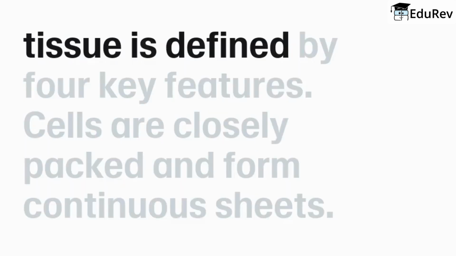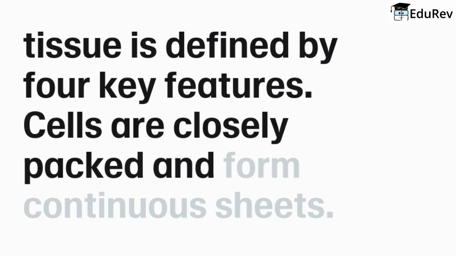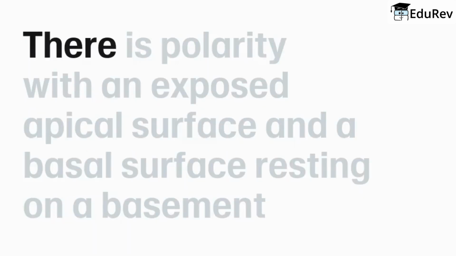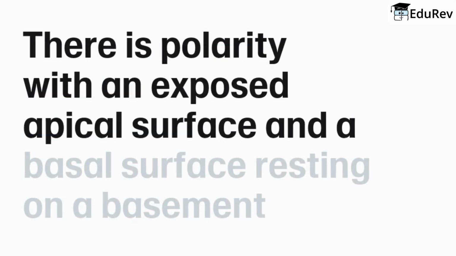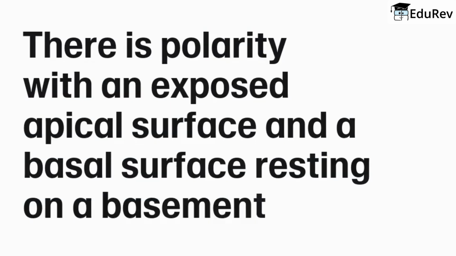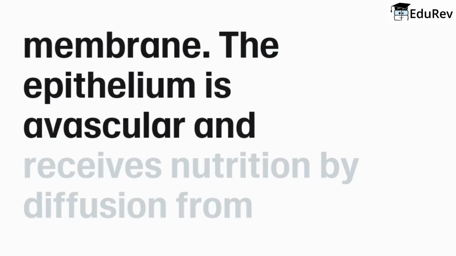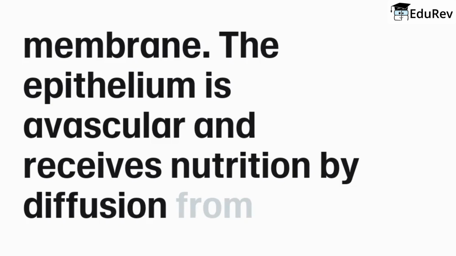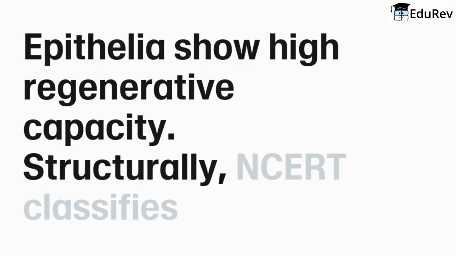Epithelial tissue is defined by four key features. Cells are closely packed and form continuous sheets. There is polarity with an exposed apical surface and a basal surface resting on a basement membrane. The epithelium is avascular and receives nutrition by diffusion from underlying connective tissue. Epithelia show high regenerative capacity.